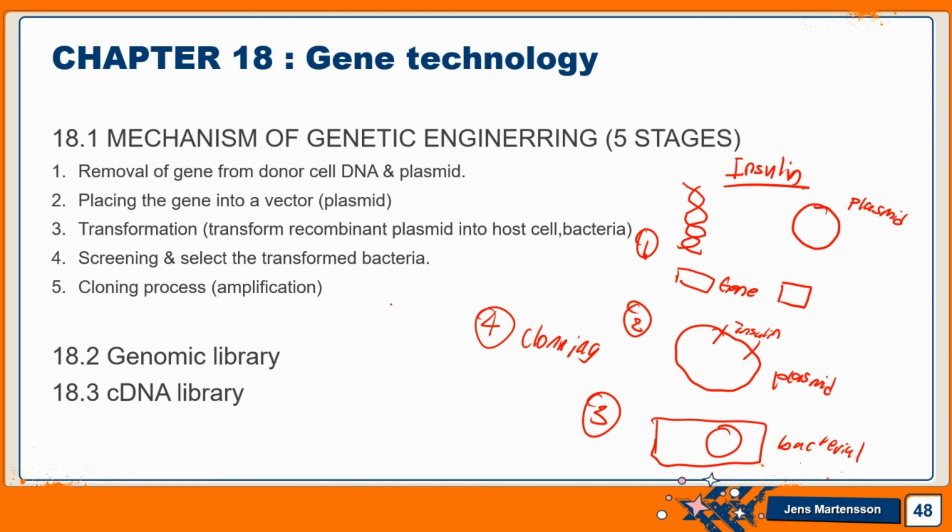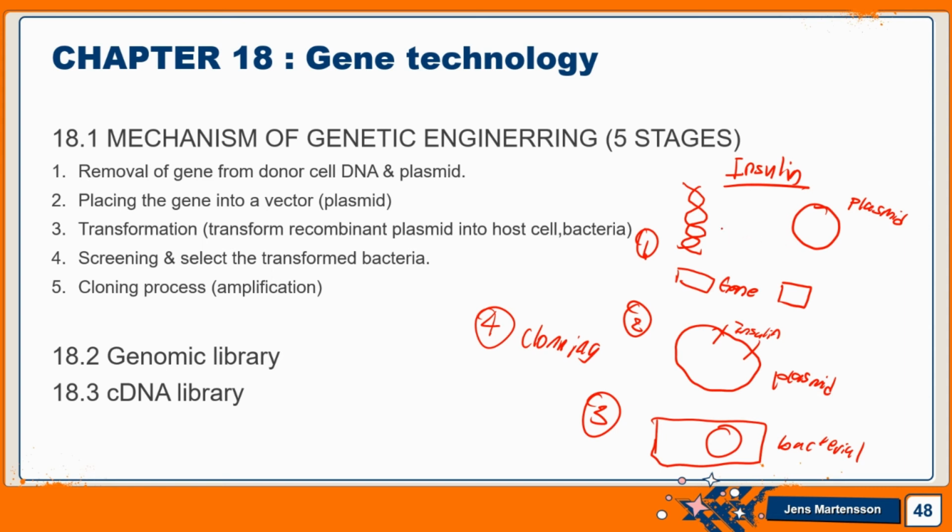But in STPM, we will see all the processes in detail. The concept is the same, but you will learn it more deeply. The first is removal of the gene from the donor cell DNA and plasmid. For the donor cell DNA, we take insulin as the example. So we have to cut the gene of the insulin and the plasmid. But how do we cut?